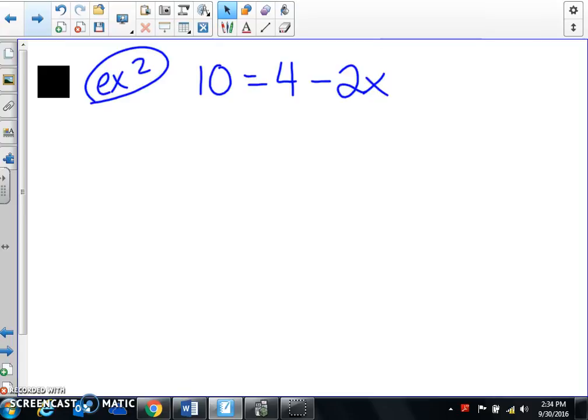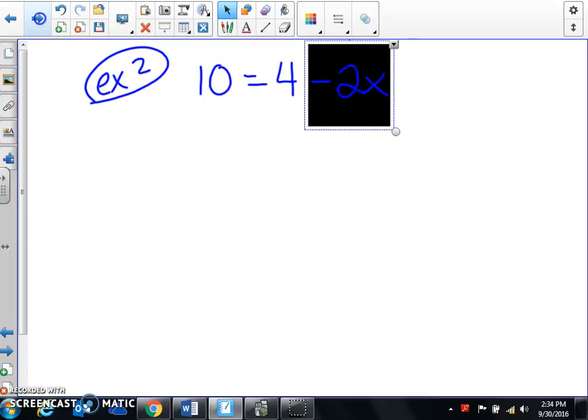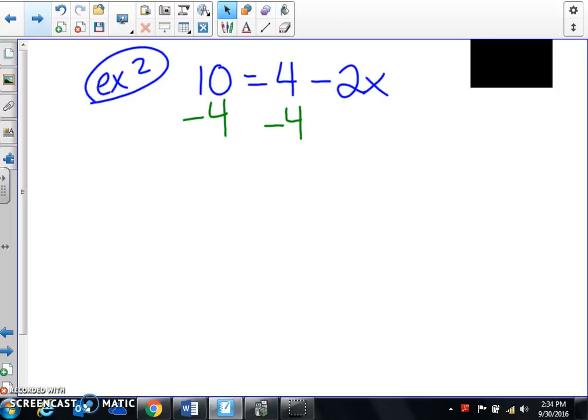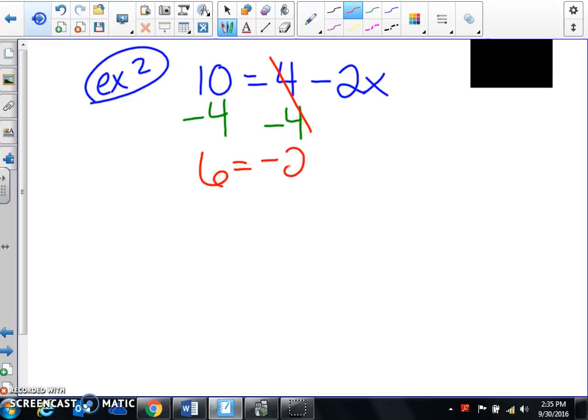Okay, so I find my variable, and I'm going to cover up everything touching it. So in this case, I'm going to cover up this minus 2x, okay? So I'm left with 4. The opposite of a positive 4 is a negative 4, okay? So those are going to cancel. 10 minus 4 is 6. Drop down your negative 2x. Remember, you always have to take the sign in front. Now, the opposite of multiplying by a negative 2 is dividing by a negative 2. Those are going to cancel out. Drop down your x. 6 divided by negative 2 is negative 3.